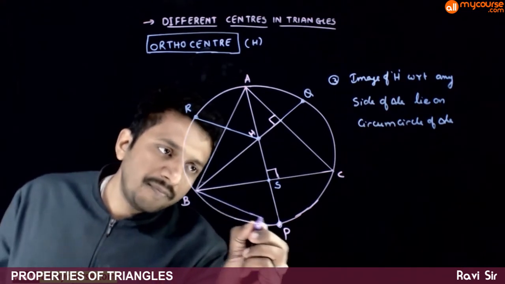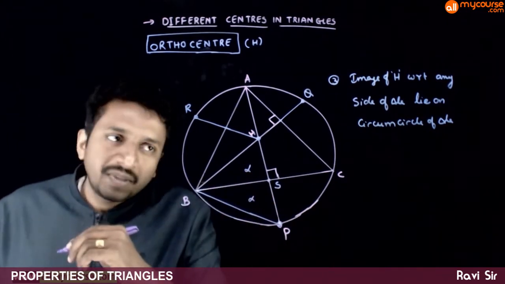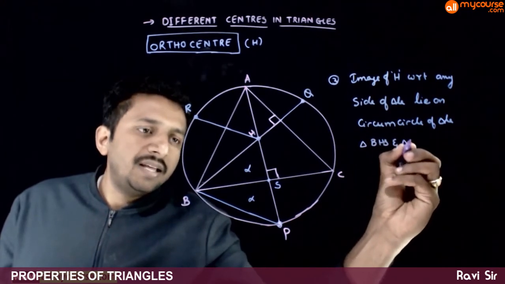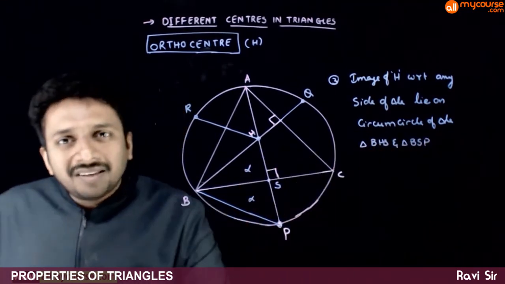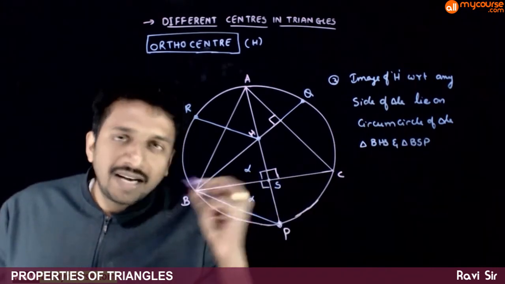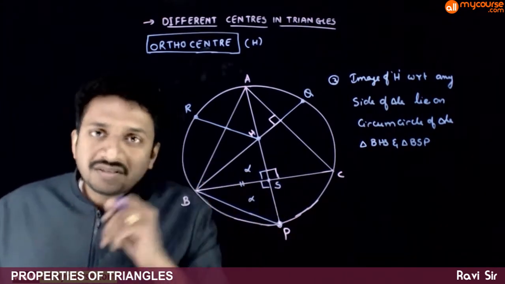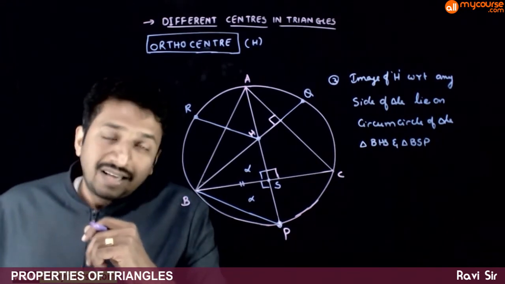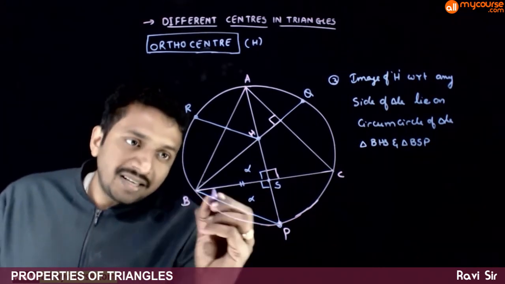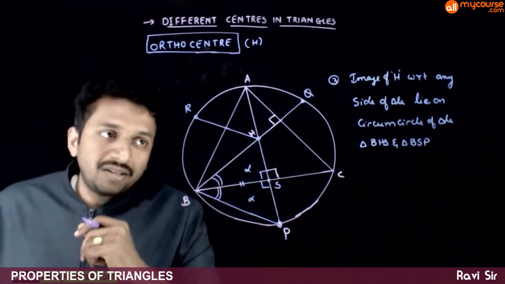Let us join BP and let us take these two triangles, triangle BHS and triangle BSP. Are there any things which are the same in these two triangles? This angle is 90, this angle is 90, both are 90s, and this side is common. Next, are there any other things which are the same in both these figures? Can I say that this angle is the same as this angle? Let us see whether these two are the same.